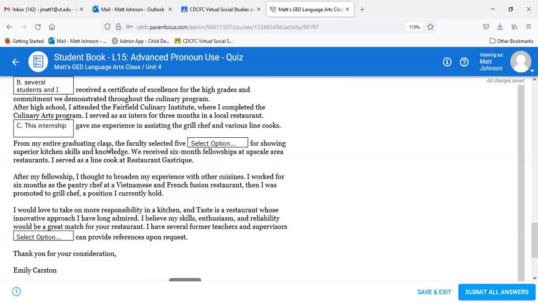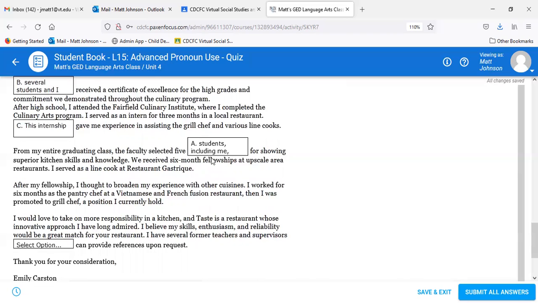From my entire graduating class, the faculty selected 5A students, including me, for showing superior kitchen skills and knowledge. We received 6-month fellowships at upscale area restaurants. I served as a line cook at restaurant Gastrique.